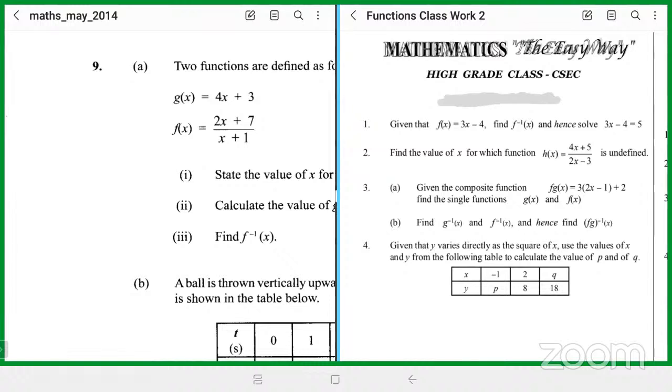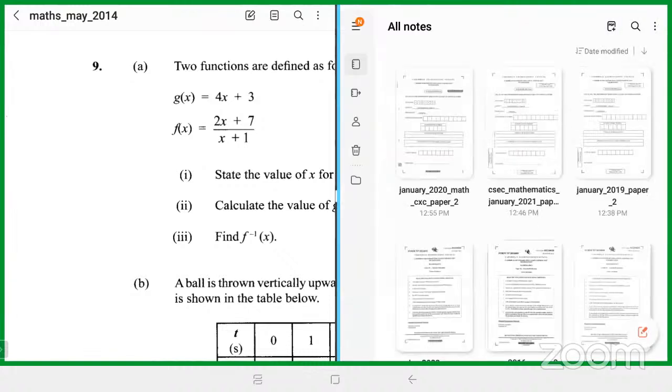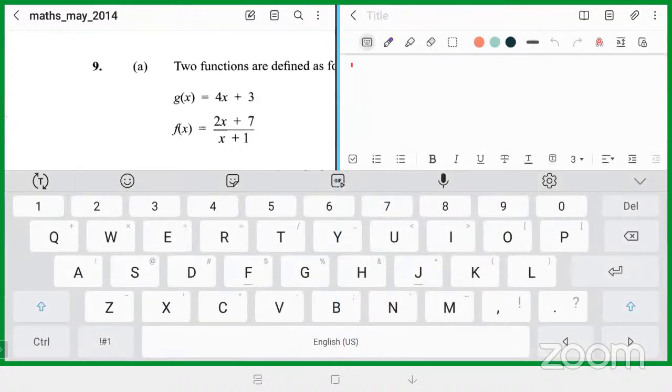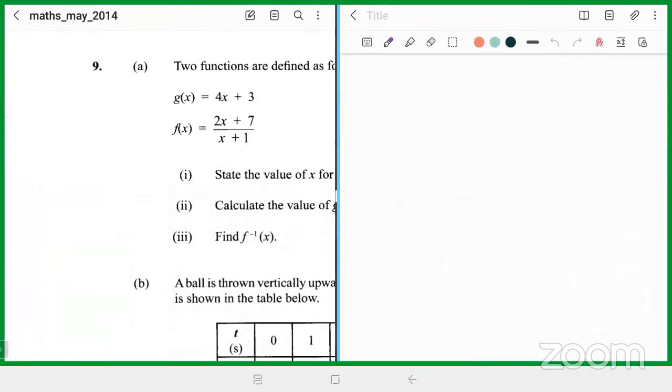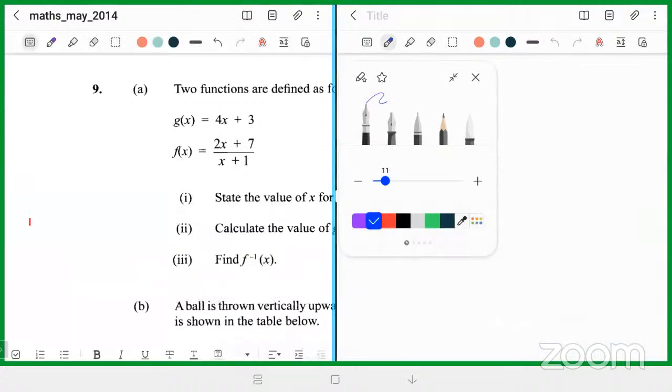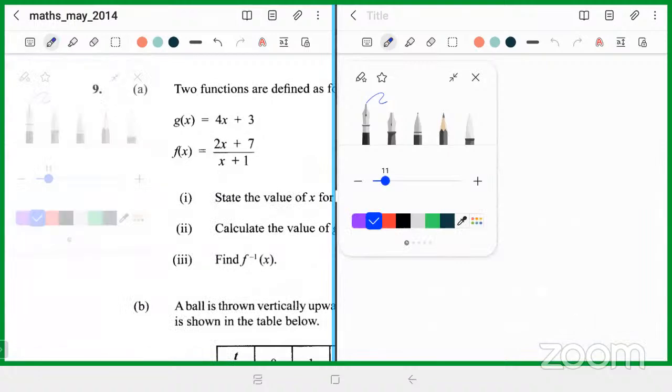I'll do it over here because it's not the recent exam where you have the space to write it. So let's do it here. One for the road. All right, let's look at it.